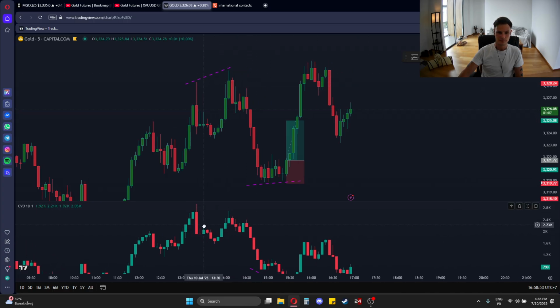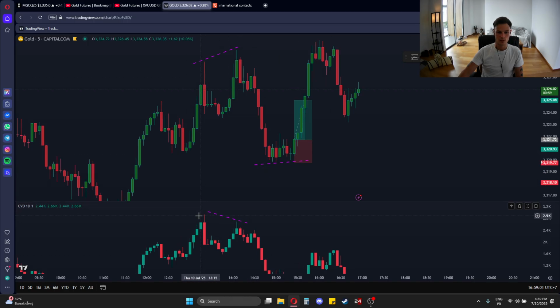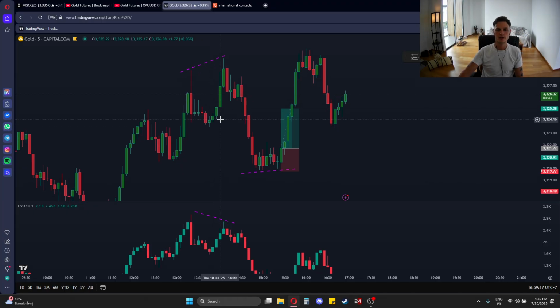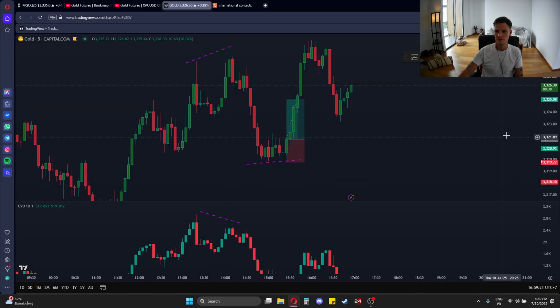But you can see that here you had more buyers. The level was at 2.3. You can look here, 2.9398K, and we make a higher high, and we have less buyers. So this is more exhaustion. It's not really absorption. It's more exhaustion. It's a different kind of divergence here in this case.